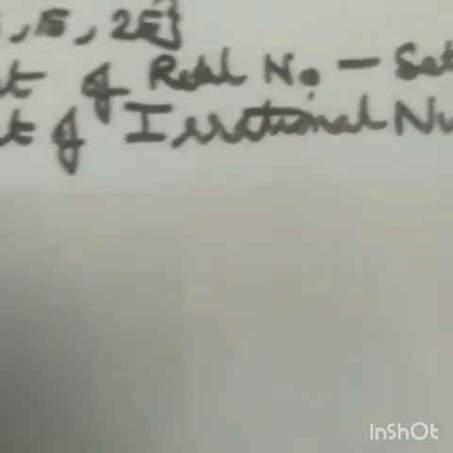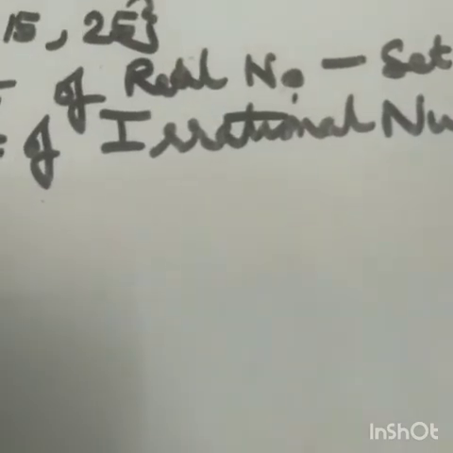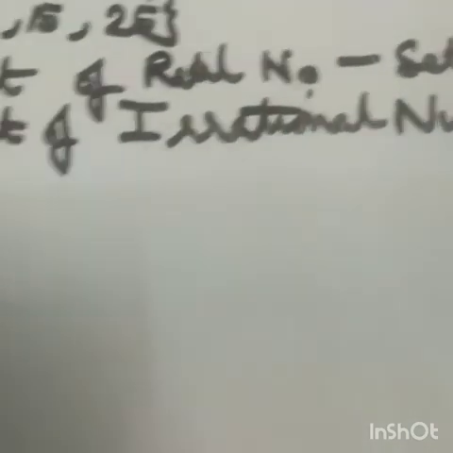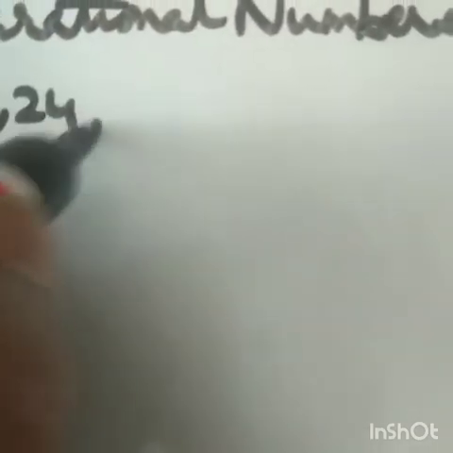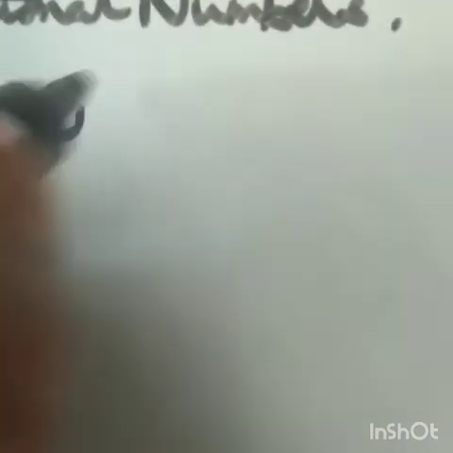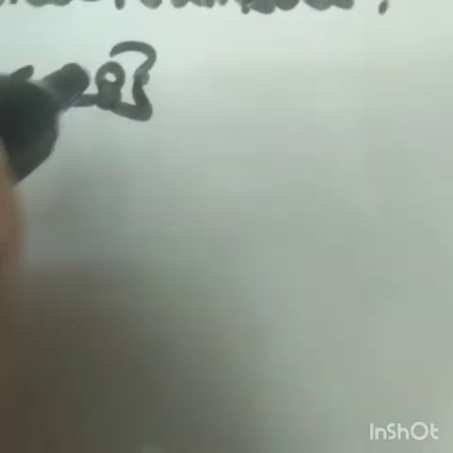Now I'll do question number 8. I am doing the first part. U is the set of even numbers between 10 and 30. So U will be 12, 14, 16, 18, 20, 22, 24, 26, 28. I hope this is okay.